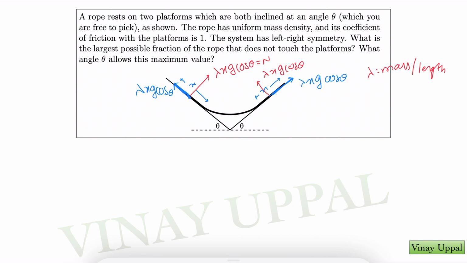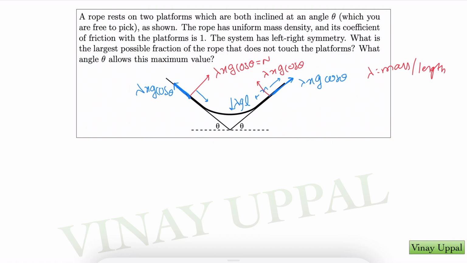Alright, what other forces are acting on this entire rope? It's gravity, of course, lambda g L. Let's say L is the length of the rope. What I'm going to do is avoid any internal tension in the rope, because that will lead to more variables and more equations. So instead I'm going to write the net force in the vertical direction on the entire rope. So these are my 5 forces acting.